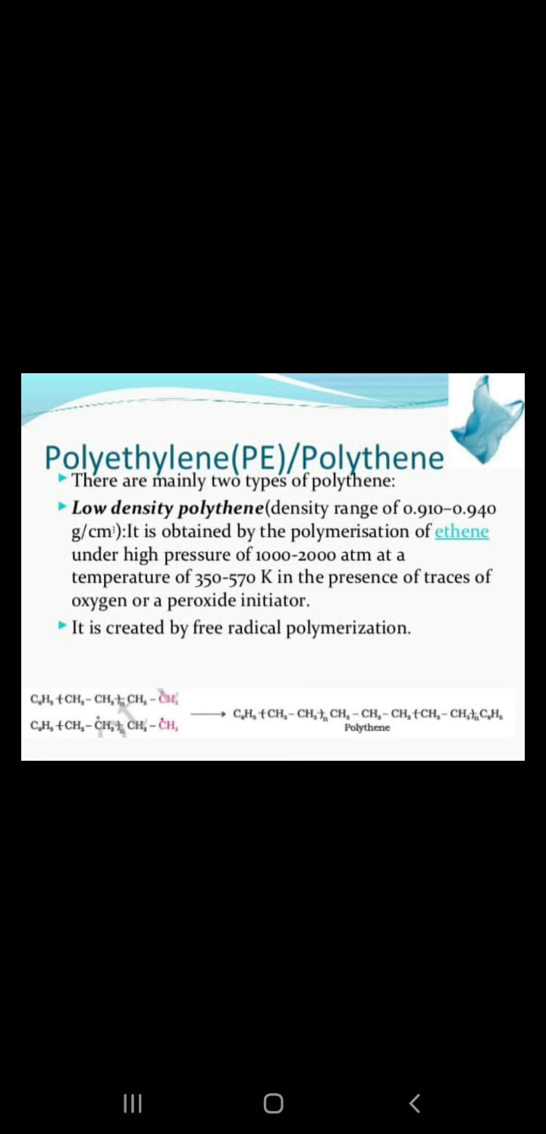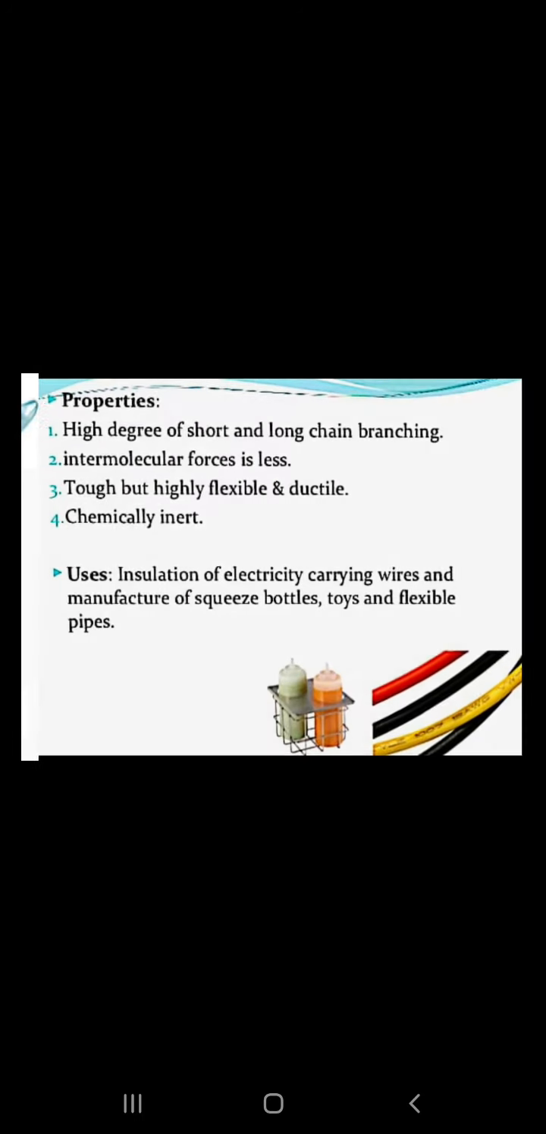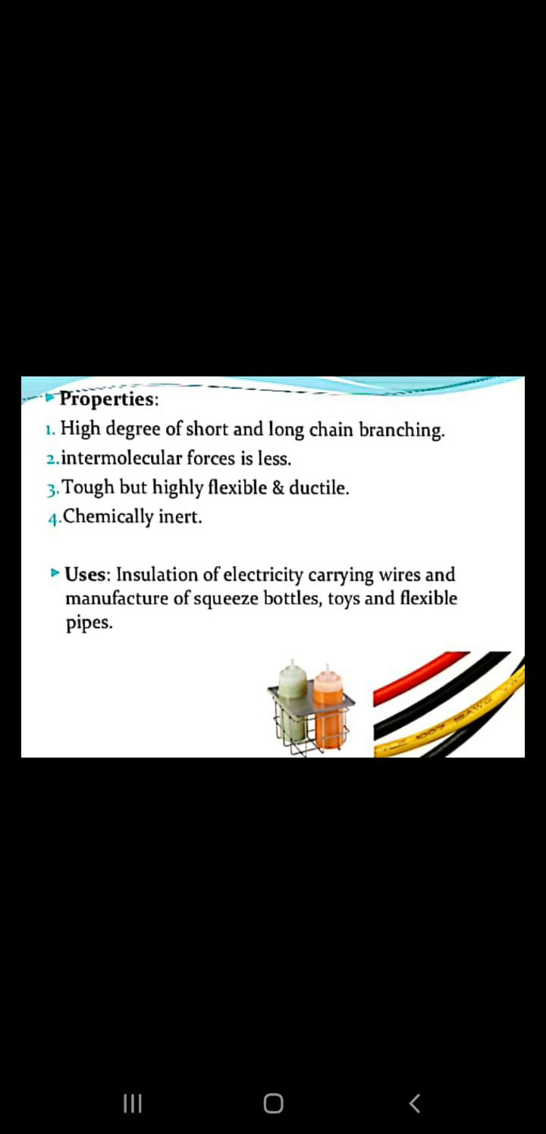It is obtained by polymerization of ethene under high pressure and higher temperature in the presence of traces of oxygen and peroxide. It is carried out by a free radical polymerization reaction. For example, many molecules of ethene in the presence of higher temperature and pressure convert to polythene. Clear? Next, properties: higher degree of short and long chain branches, intermolecular force is less, chemically inert.